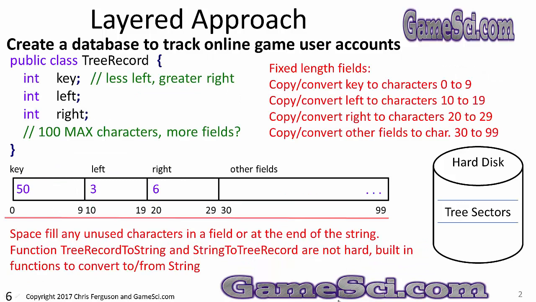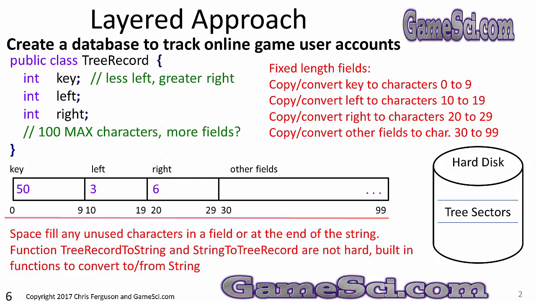Now, how would you do this? The simplest approach would be to take our tree record, which must have a key and a left and right child offset in the table, and maybe some more data. We need to map this to a string. Fixed length fields would be the easiest way to do it. We'd copy/convert the key to characters 0 through 9 in our string. And we'd copy or convert the left field to characters 10 through 19. The key went to here, the left field went to there. You'd copy and convert the right field to characters 20 through 29.